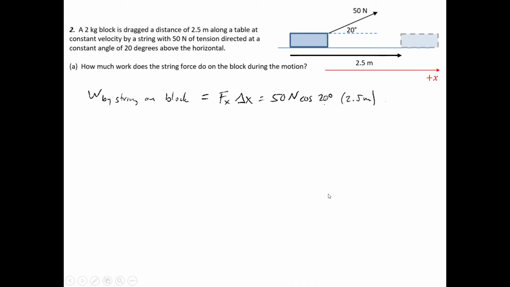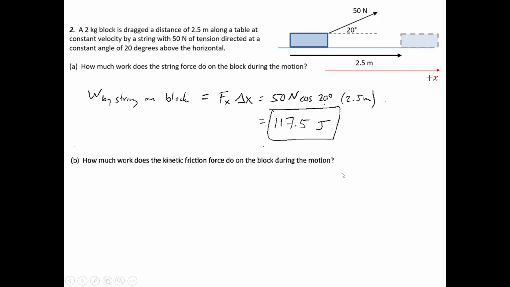x-axis to simplify our analysis, and it's aligned with the direction of the displacement, so horizontally. And doing that, the x component of the force, that Fx, is 50 newtons times the cosine of 20 degrees, and the x component of the displacement is just the 2.5 meters. So you put that in your calculator, 117.5 joules is how much work it does.